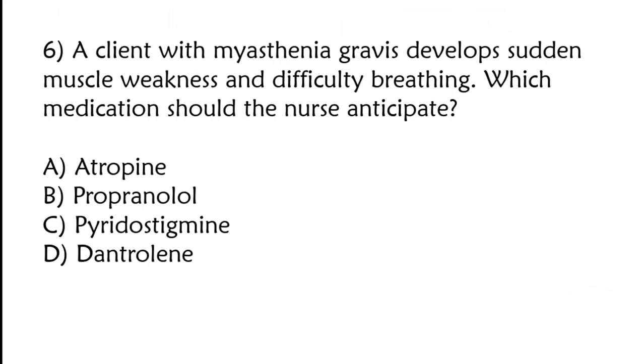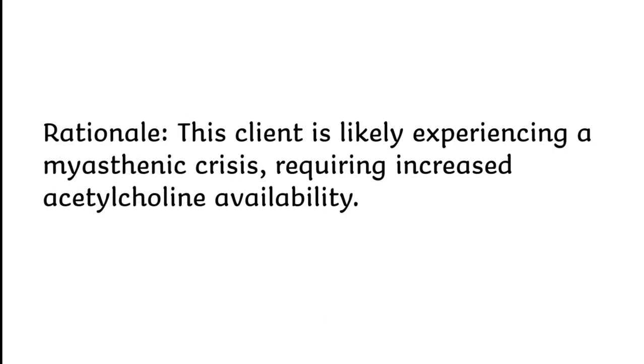A client with myasthenia gravis develops sudden muscle weakness and difficulty breathing. Which medication should the nurse anticipate? Correct answer is C, pyridostigmine. Rationale: this client is likely experiencing a myasthenic crisis, requiring increased acetylcholine availability.